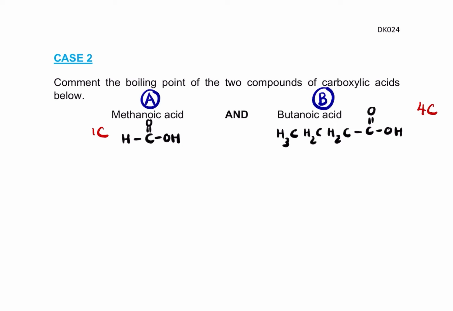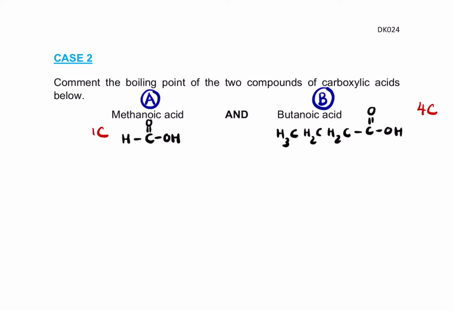If you take a look here, the first step, you have to know whether both of them can form hydrogen bonding or not. As you see here, both of them are carboxylic acid. Of course, both can form hydrogen bonded dimer. So can we use that as our reasoning? No. So the last step, we are going to use our explanation based on their molecular weight.